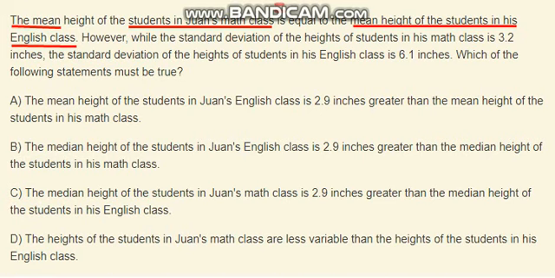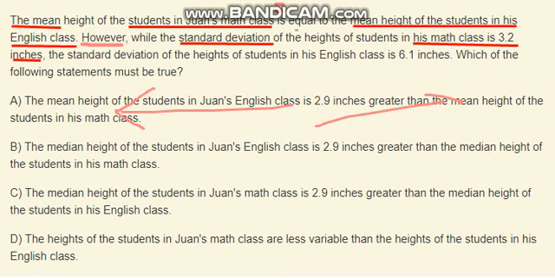Now it says however. However is an important word because it marks a contrast, so we have to be careful. However, while the standard deviation of the height in his math class is 3.2 inches. Standard deviation, if you don't know what that means, is basically this concept of how far you are from the mean. If you have a greater standard deviation, this generally means that your data is more varied. That means your data points are further distances away to the left and to the right of your mean value. And a lesser standard deviation means the opposite, that your data is more clumped together.